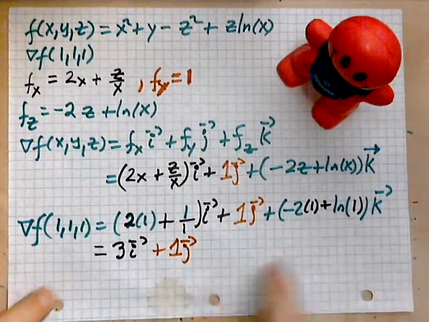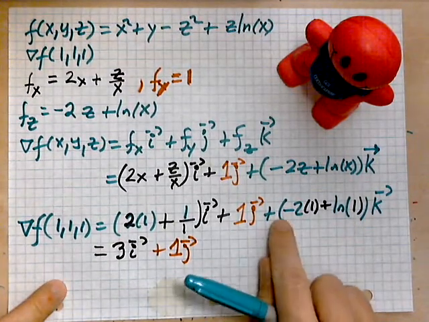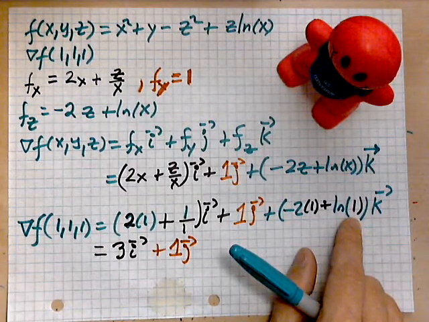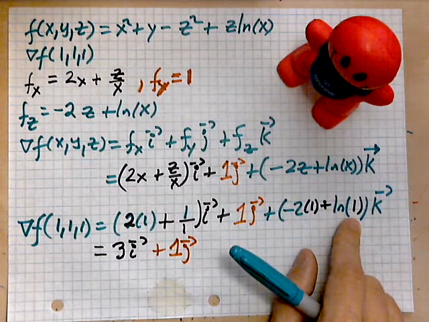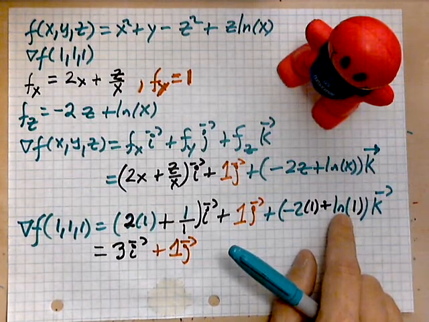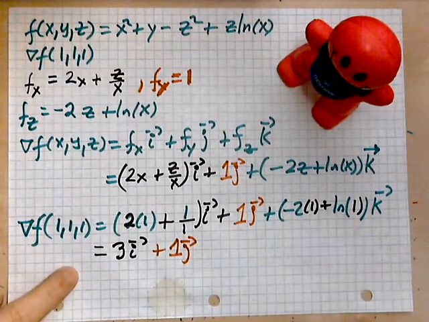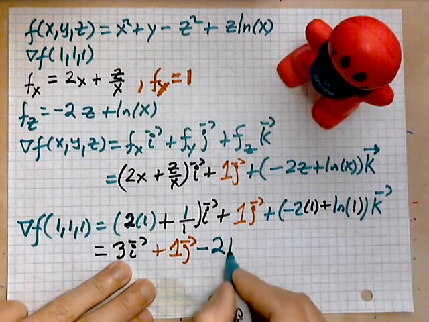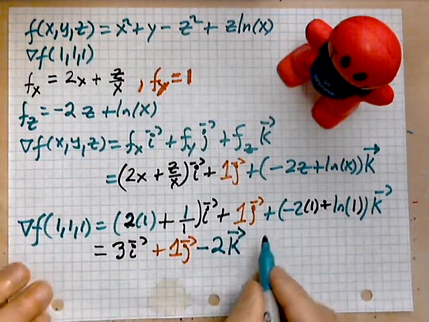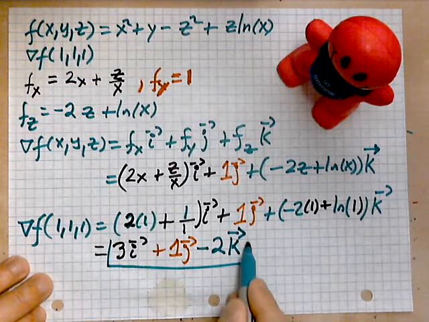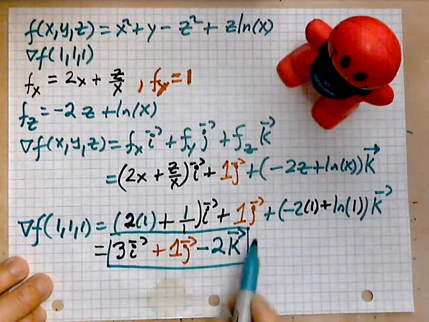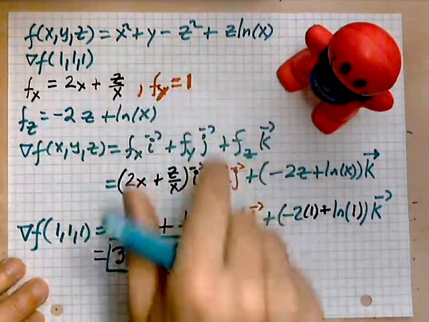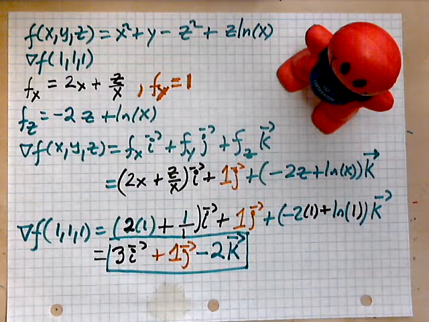And now this last part is the following. You've got your negative 2 plus the ln of 1, which is like saying e raised to what number is 1? That number is 0. So ln of 1 is 0. So what we have lastly is just minus 2k. So this vector represents the value of the gradient at the point (1, 1, 1) for the function given. And that is the procedure.